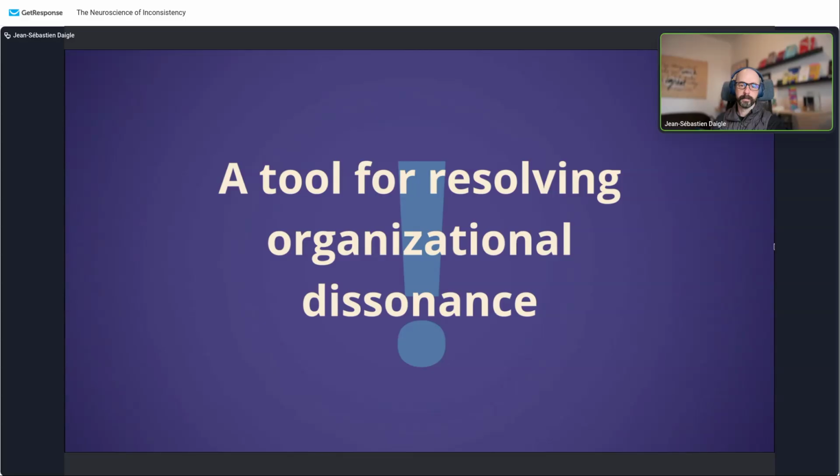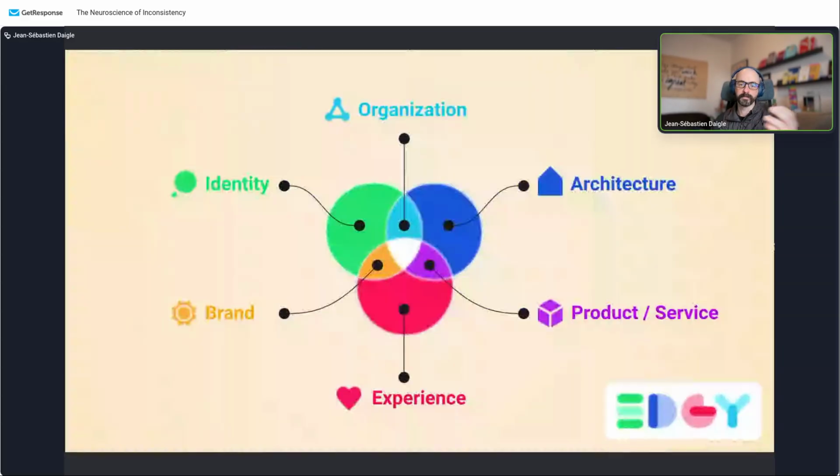Okay, so obviously a tool for resolving organizational dissonance. As I said, the whole waiting in line is not only an experience thing, it's a strategy, organization, processes, brand thing. It's pretty much holistic. And when you see it that way, it's how you actually design something that makes sense and there's less dissonance.